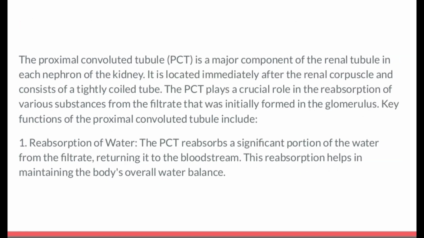Convoluted tubule (PCT) is a major component of the renal tubule in each nephron of the kidney. It is located immediately after the renal corpuscle and consists of a tightly coiled tube. The PCT plays a crucial role in the reabsorption of various substances from the filtrate that was initially formed in the glomerulus. Key functions of the proximal convoluted tubule include reabsorption of water.